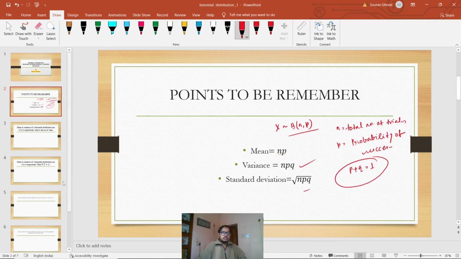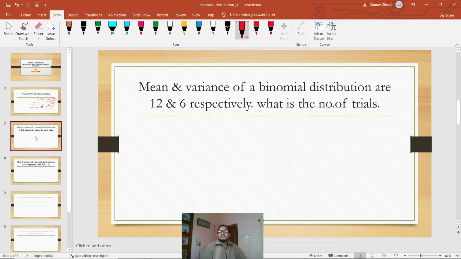This is the first problem we take here. The mean and variance of a binomial distribution are 12 and 6 respectively. Then what is the number of trials? That means we have to find the value of n. If we consider the binomial distribution with n and p, the mean and variance are given. That is, mean np is equal to 12 and the variance npq is equal to 6. This is number 1, this is number 2.